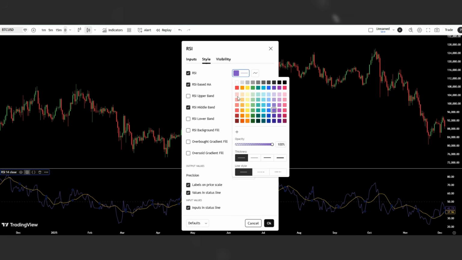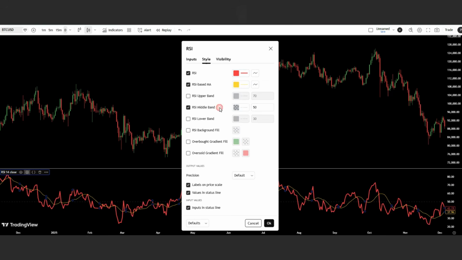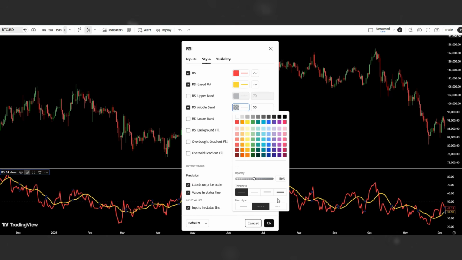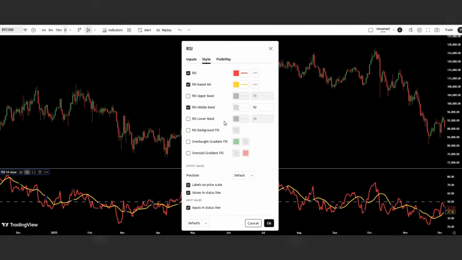For better visibility, change the color and thickness. Make the RSI line red, make the RSI based MA yellow, and make all lines slightly thicker so they are easier to see. Then click OK.